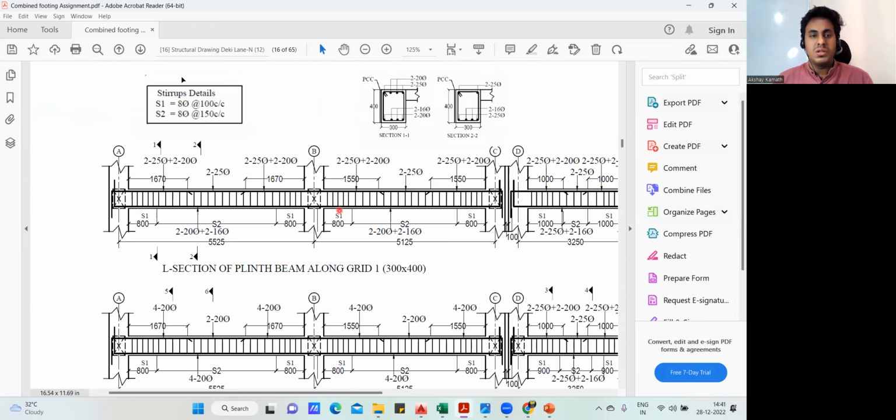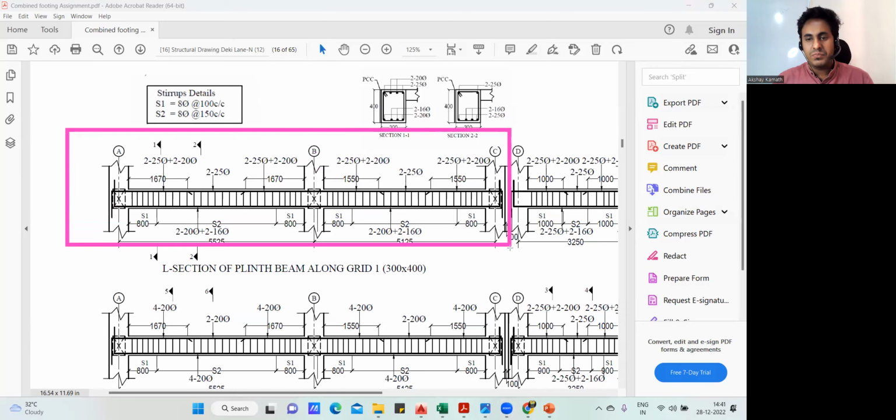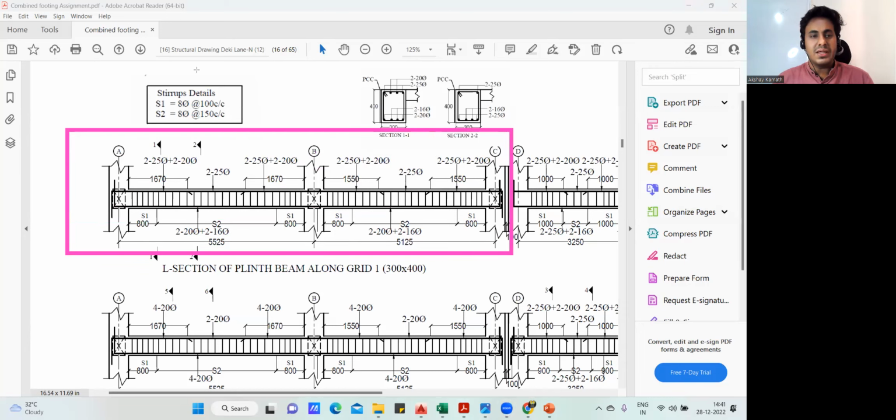So first, this entire thing is our beam. Agree with me? Up to here is our beam. So first I'll find only for the S1 portion. This is my S1. Here I want to find. This is also S1 portion. Here also I'll find. Here also it is S1. Here also it is S1.